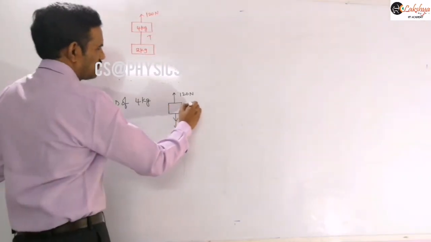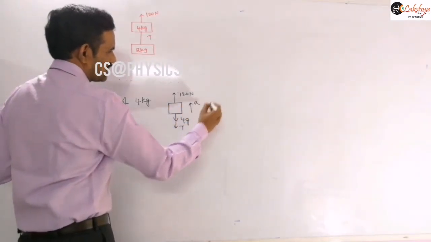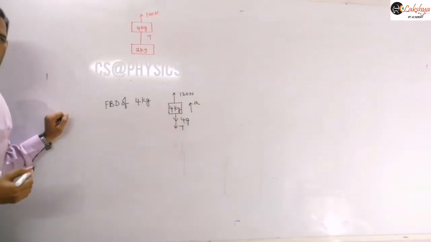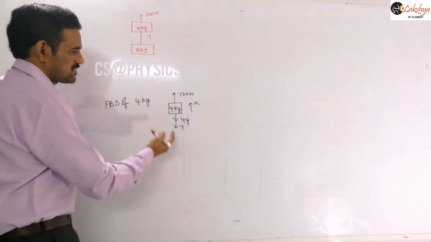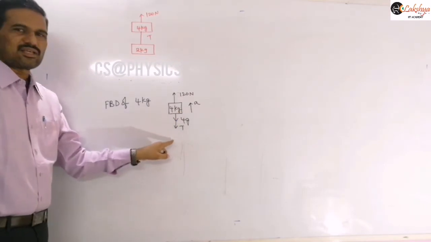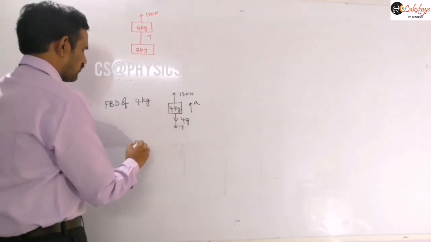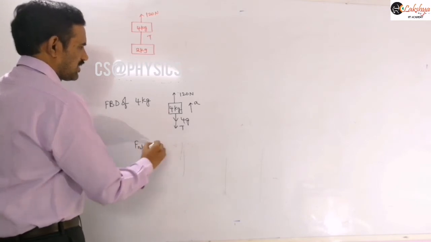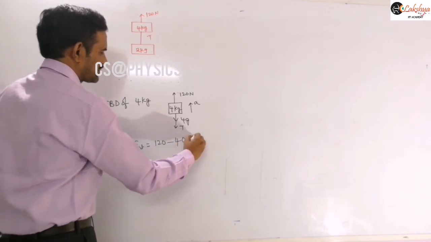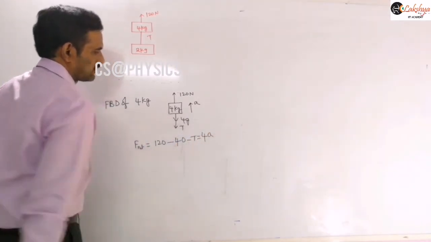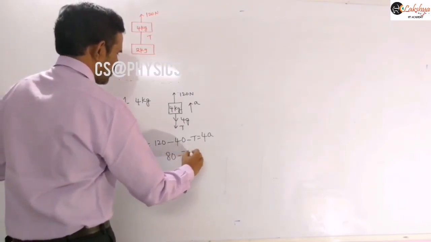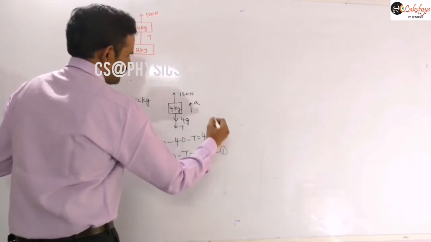Now under the action of these forces, this 4 kg block is rising up with an acceleration say A. Now we can write the force equation for this. The system is rising in the upward direction, so definitely the upward force is greater than the downward force. Therefore the net force equation is 120 minus 40 minus T is equal to 4A, or simplifying, 80 minus T is equal to 4 into A. Let's suppose this is our equation 1.